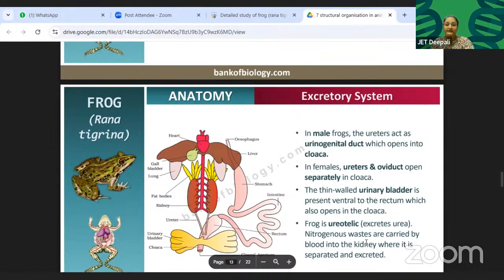Frog is ureotelic, it excretes urea. That is why frogs are called friends of farmers. Whatever they are excreting contains urea, so it increases the urea content of the soil and ultimately makes the soil more fertile, because urea is a manure. Nitrogenous waste is carried by blood into the kidney where it is separated and excreted.